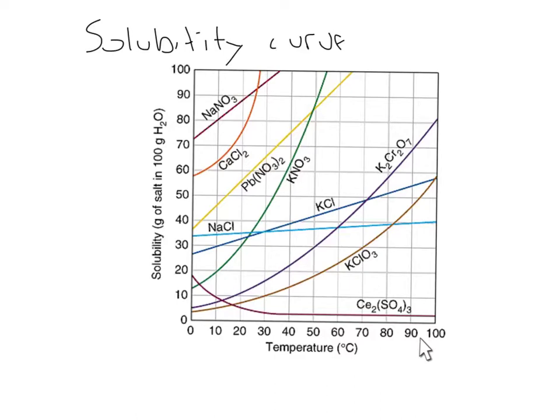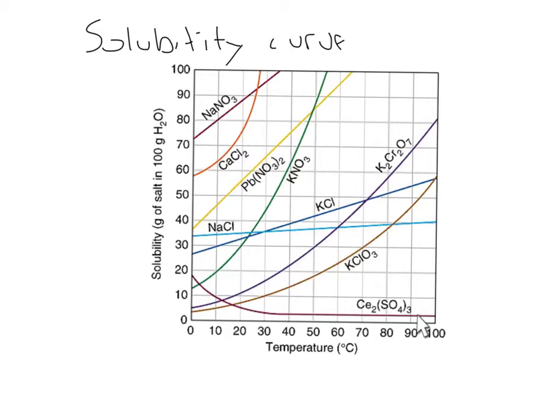There are a few strange substances. This cerium 3 sulfate, you see, actually goes down in solubility. And there's a reason for these. Gases as well will go down in solubility as the temperature goes up. It has to do with the energy of the atoms in the water, and it's a little bit more complicated than that, but we'll talk about that in a later video. But for now, I want to make sure that you can read a solubility chart.